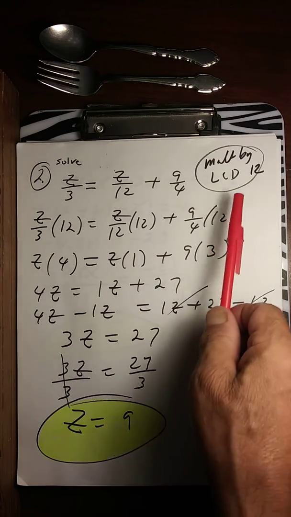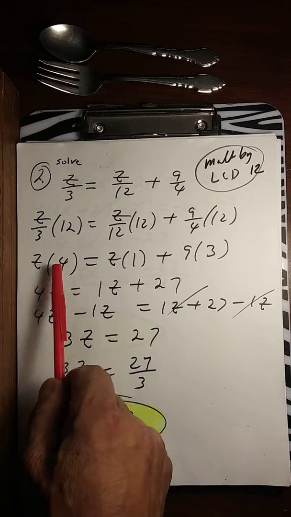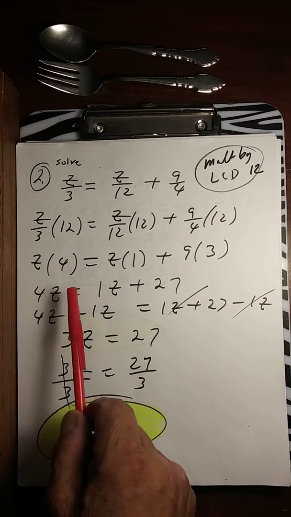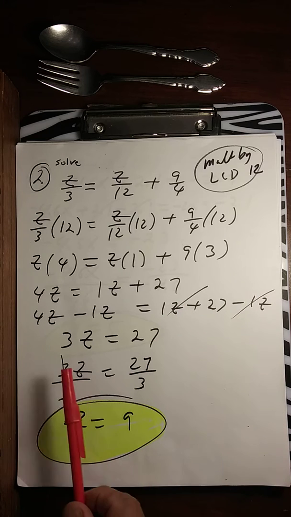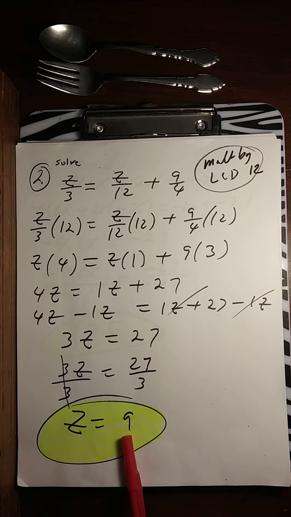This one, multiply by the LCD, 12, 12, 12, 12. So 3 divides 12, 4. 12 divides 12, 1. 4 divides 12, 3. That's 4z equals 1z plus 27. Minus 1z, minus 1z. These are gone. So 3z equals 27. Divide by 3, divide by 3. So z equals 9.